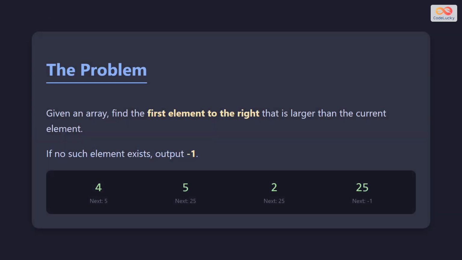Let's define the problem clearly. You are given an array of integers. For every single element in that array, your task is to find the first element to its right that is strictly larger than it. If there is no larger element to the right, you should output -1 for that position. Look at the example here. For the number 4, the next greater number is 5. But for 25, there is nothing larger to the right, so the answer is -1.